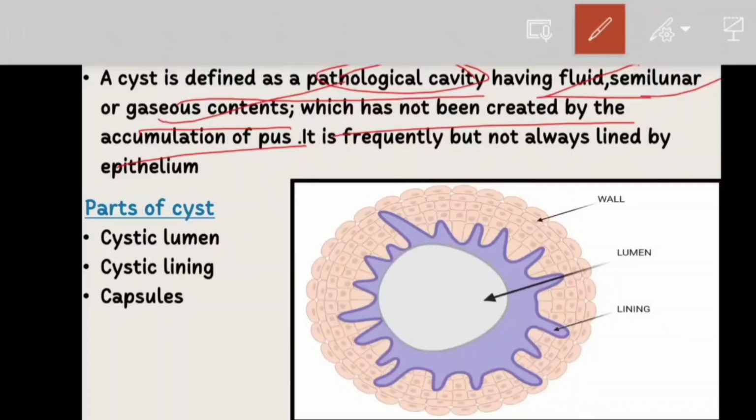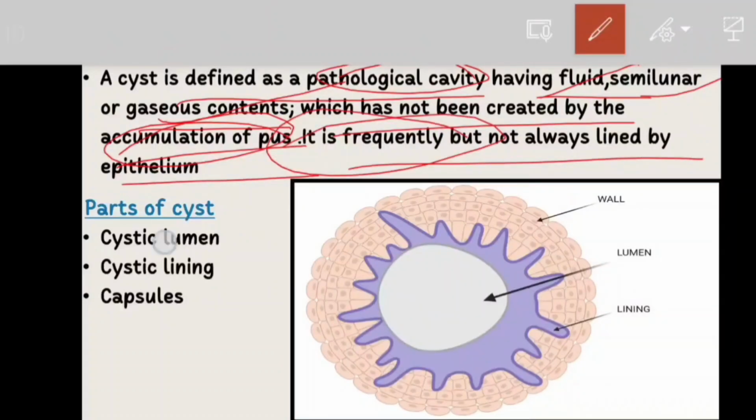And here comes an important point. A cyst is not a cavity which is formed because of the pus accumulation. So don't confuse a cyst with an abscess. If a cavity is formed because of the accumulation of the pus, can we call it a cyst? The answer is no, because the cavity of a cyst is not created by the accumulation of the pus. Okay, so a cyst is frequently but not always lined by an epithelium. This point is very important because it helps to understand the difference between a true cyst and a pseudo cyst.